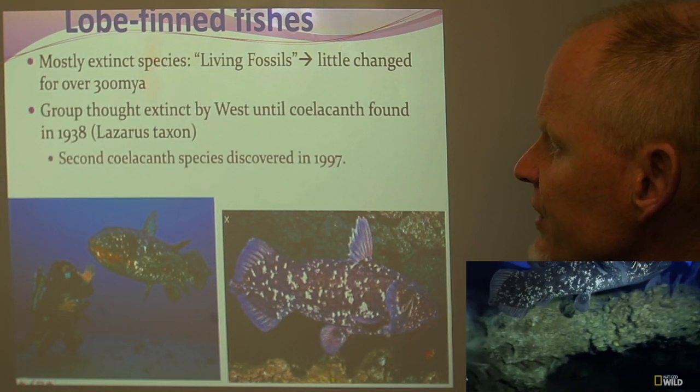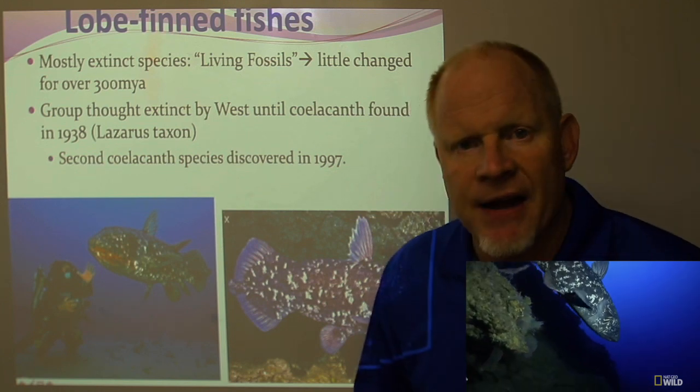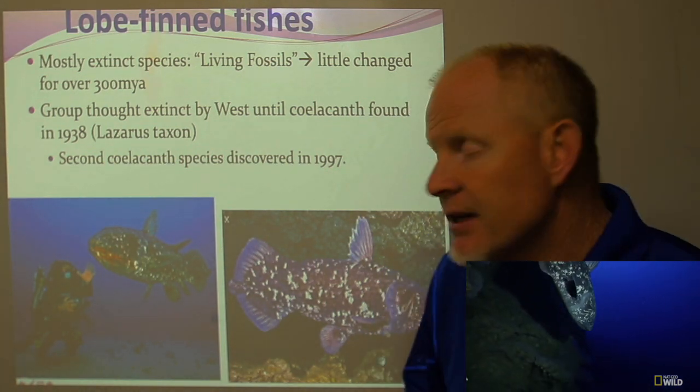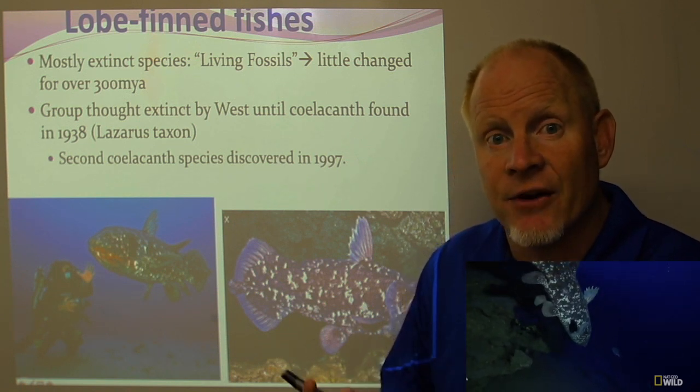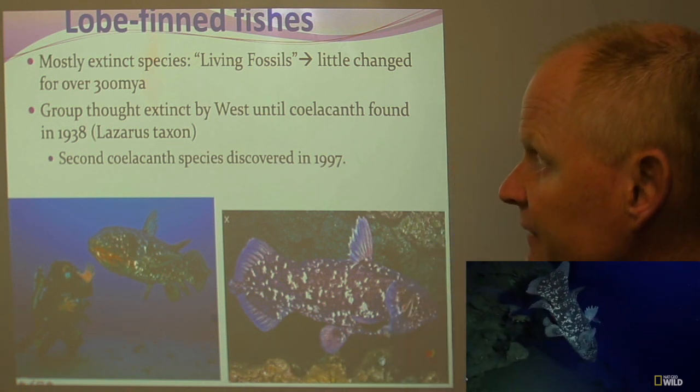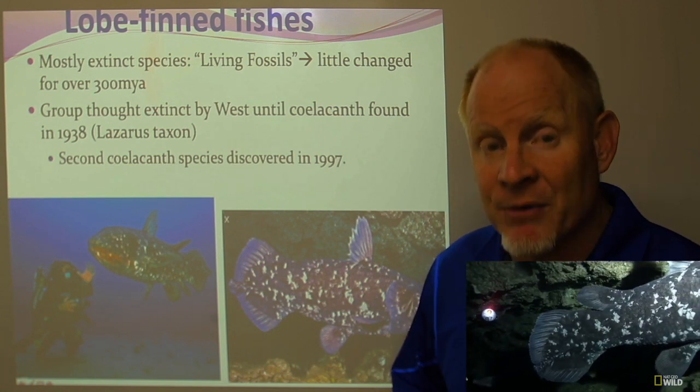So lobe-finned fish include what are called coelacanths. Coelacanths are very rare fish. They're considered a Lazarus species because up till 1938 they were thought to be extinct, and that's when the first one was caught. A second species was found in 1997, which was really recent.